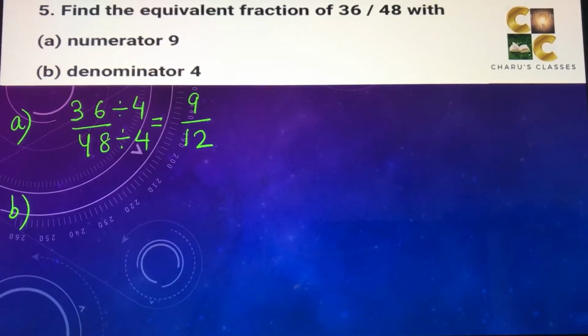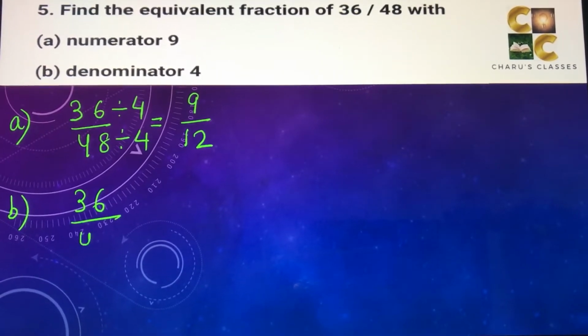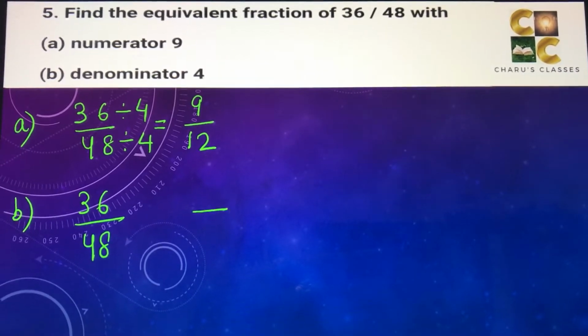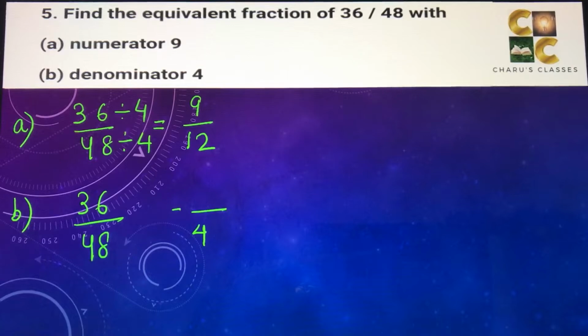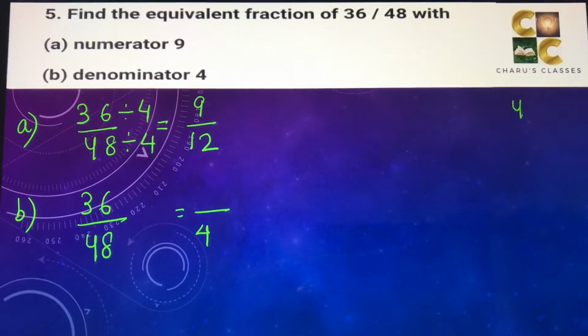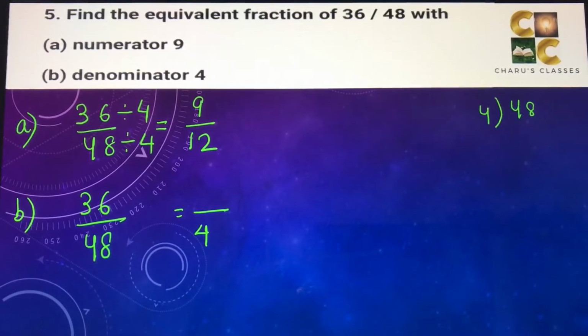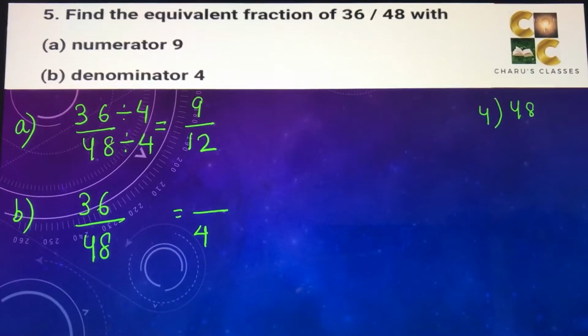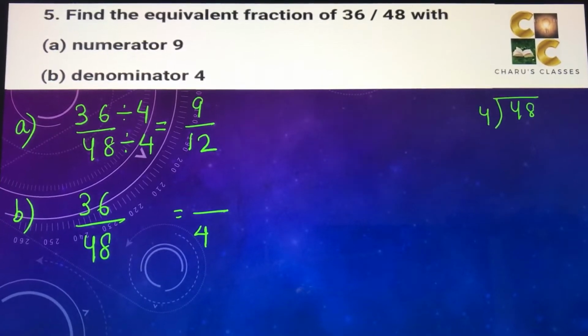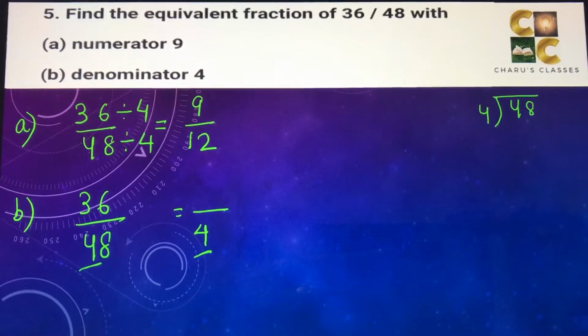B part. Again 36 by 48 is to be made into an equivalent fraction with denominator 4. So we have to see कि 48 को हम किससे डिवाइड करें कि हमें 4 मिले. अगर आपको कहीं पे भी डाउट है, वैसे 48 को 12 से डिवाइड करने से 4 आता है, तो आप यहाँ जो नंबर है उसको इस नंबर से डिवाइड करके देख सकते हैं.